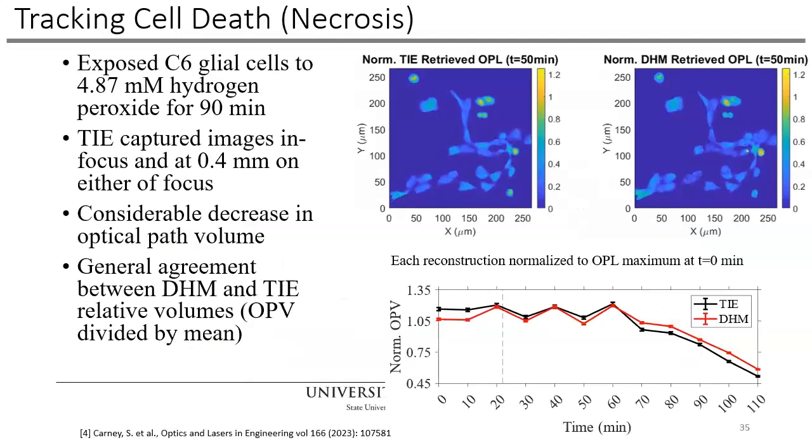So we looked at different mechanisms of cell death. We looked at necrosis first, dosing cells with hydrogen peroxide enough to just blow them up and look for the volume changes there, just to see that both systems produce the same results.